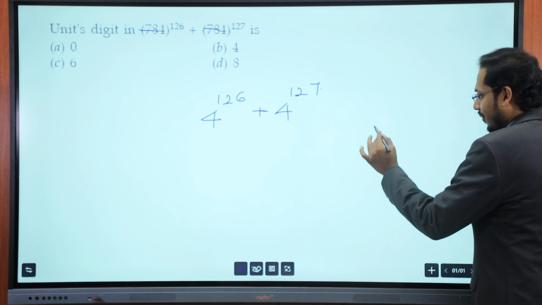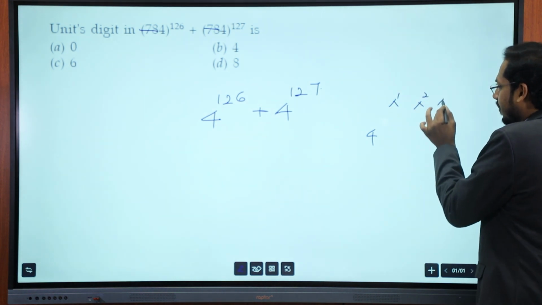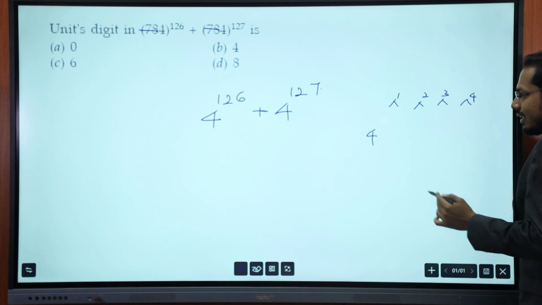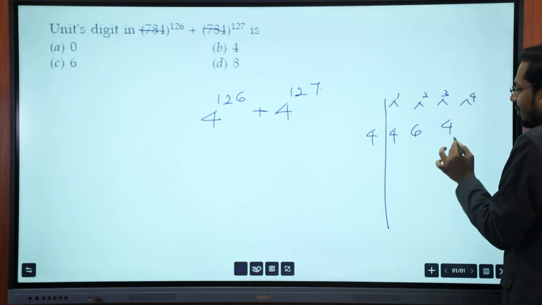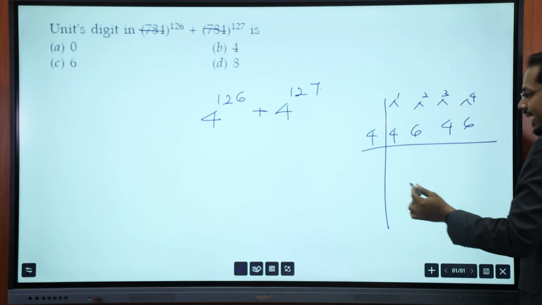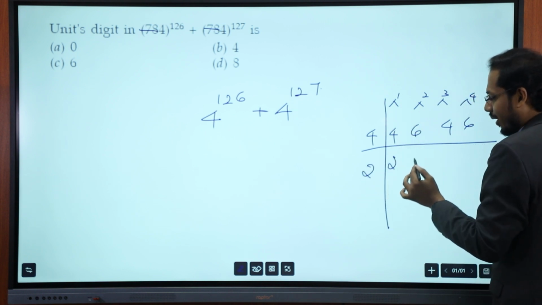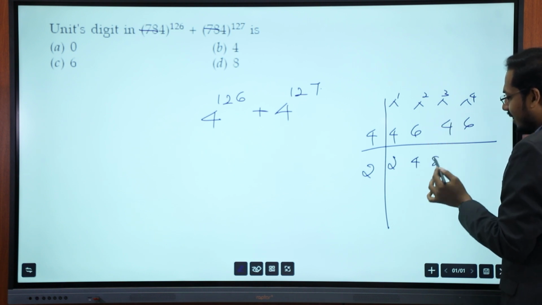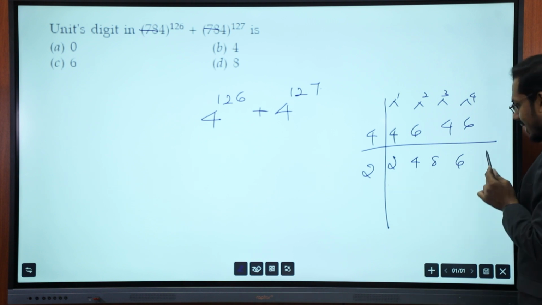Look at this. In the 4 table, 4 power 1, power 2, power 3, power 4, right? Then the cycle: 4 power 1 is 4, then 4 square is 16, then 4, then 6. Okay, and this is the concept. And if you take the 2 table, 2 power 1 is 2, 2 square is 4, then 2 cube is 8, then 6. Listen guys, the cycle is 4.